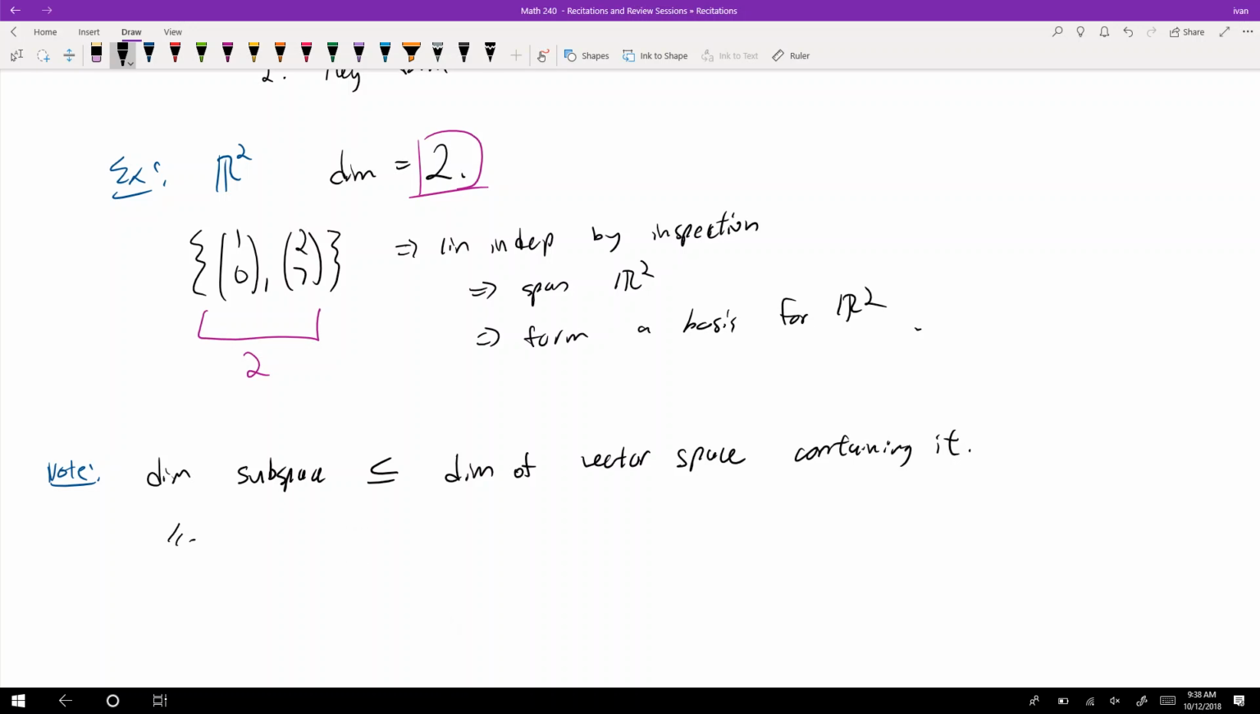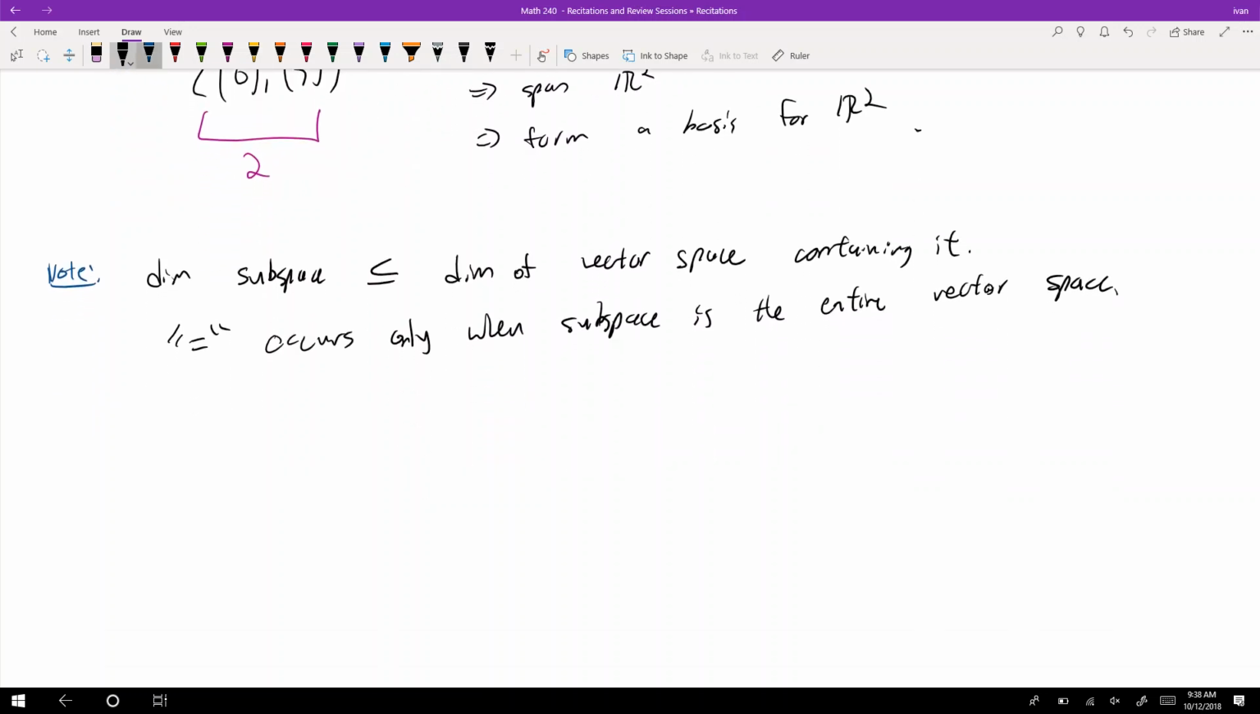So equals occurs only when the subspace is the entire vector space. For the purposes of this class, that's like never going to happen, right? We're never going to ask you to prove that the vector space is a subspace of itself. So almost always that's going to be less than. But I just wanted to point out the one case where it can be equal to. All right, so now let's move on to examples.